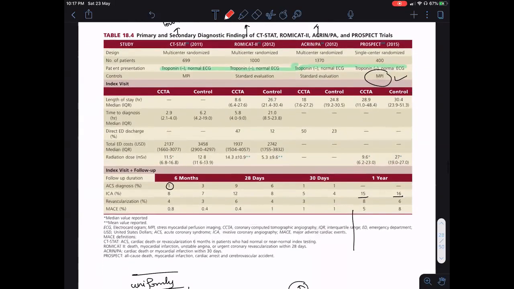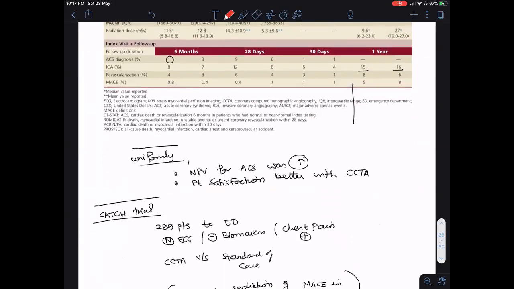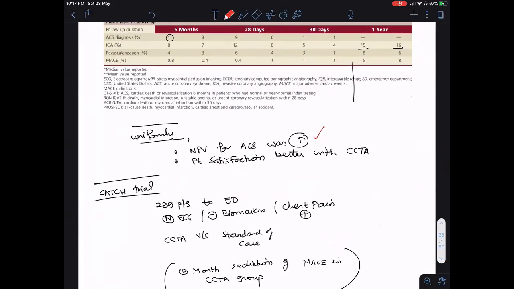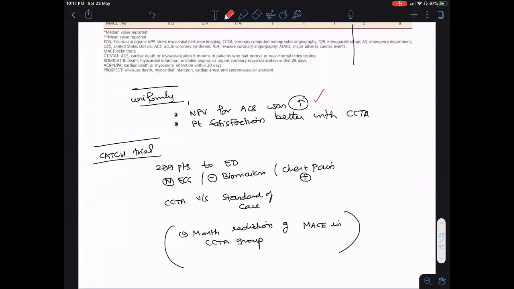So these are the trials: the CT-STAT, ROMICAT, ACRIN-PA, PROSPECT. All of it looked at this problem. Like I said, the negative predictive value was very high. These trials uniformly found that the patient satisfaction was very, very high with CCT. Patients are much happier if the CT was normal at discharge.